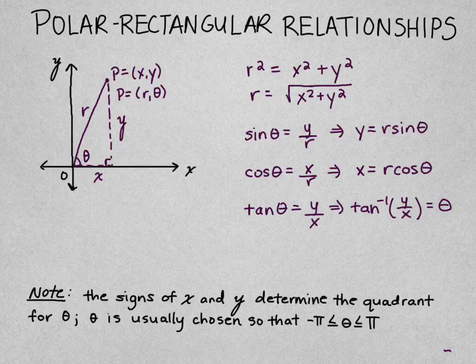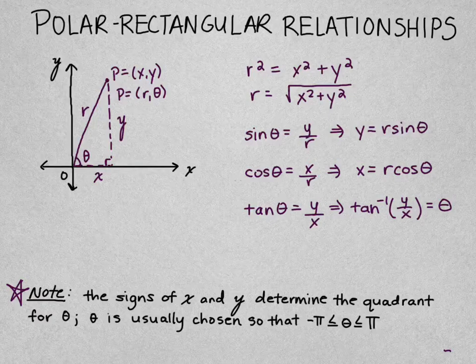So why is this important? It's important because now if we're given something as a polar coordinate, we can rewrite it as a rectangular coordinate and vice versa by using these relationships. One thing to note, and this is also given in your book, is that the signs of x and y in rectangular coordinate form determine the quadrant for our angle theta. And so we usually choose theta so that it's in between negative pi and positive pi.